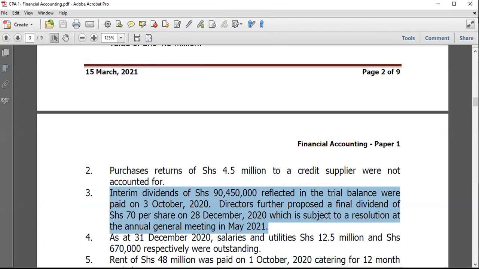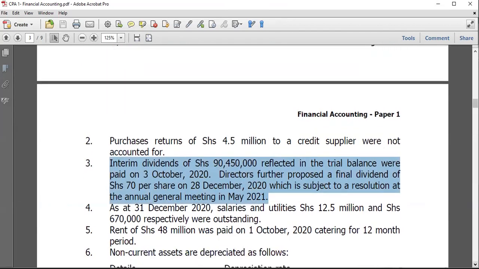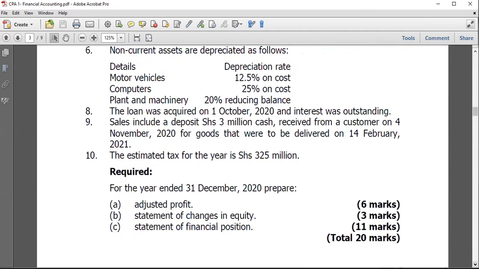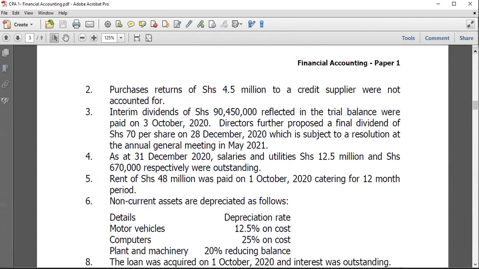They are telling us that interim dividends of 94.50, reflected in the trial balance, were paid on 3rd October 2020. Now, when you bring in dates, you use them to first ask yourself which accounts you are looking at. You're looking at accounts as at the end of 31st December 2020. So they are telling us that these were paid on 3rd October 2020, and they are interim.